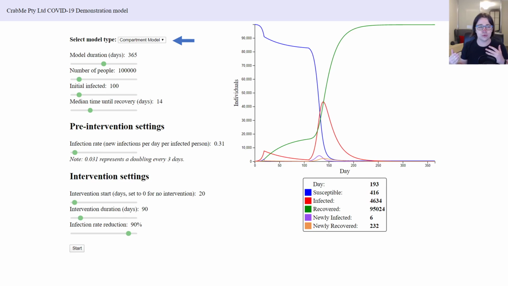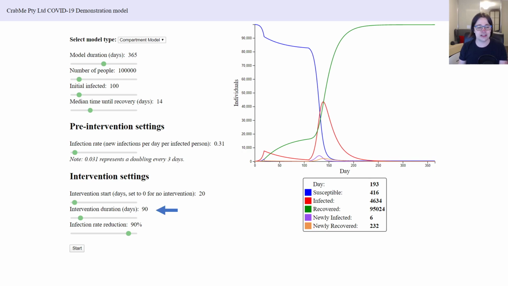So firstly, we set up this demonstration model that we've created. We've set the model type to compartmental model. We have increased the model duration to 365 days so we can see what happens after day 100 once we've finished this intervention. Same number of people in the model, same number of initial infected, same median time until recovery, same rate of infection, but what we've changed is the intervention starts at day 20.